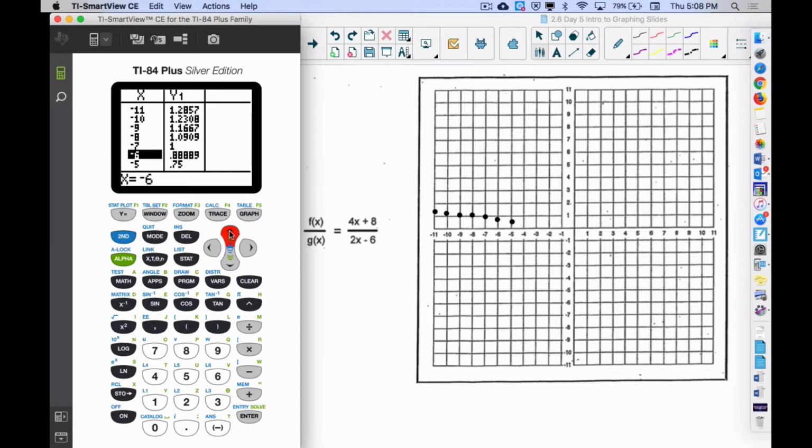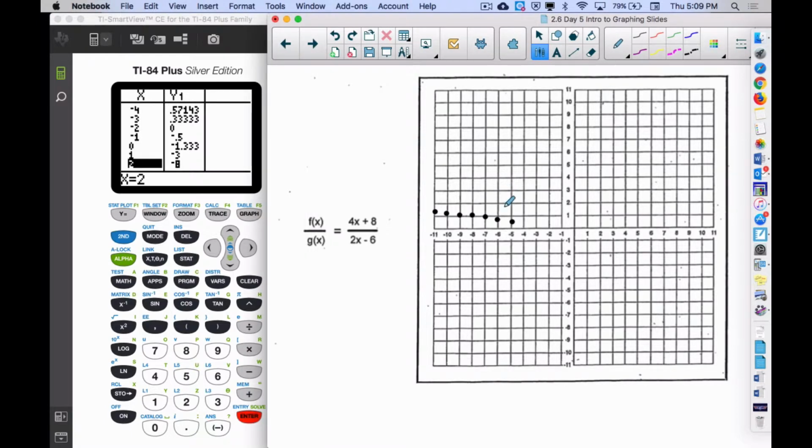Now I'm going to go back up and clear these out because I need to keep plotting some more. And what's going to happen is at some point you're going to run into a problem. Let's keep going here. Negative 4, negative 3, negative 2, negative 1, 0, 1, 2. So all of these are working so far.